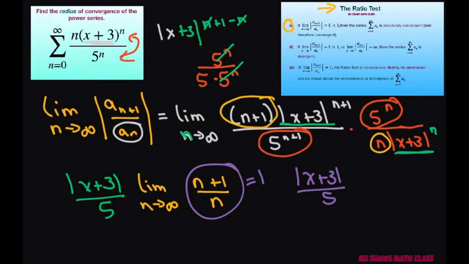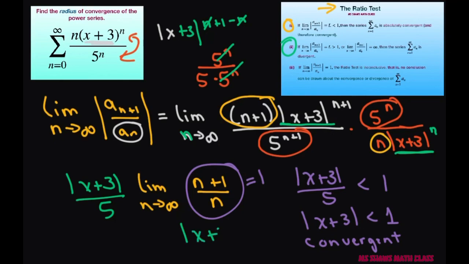For it to be convergent, it's going to have to be less than 1. And then when you cross multiply, you get the absolute value of x plus 3 is less than 5. This would be convergent. All right, and divergent would be case 2. That would be the absolute value of x plus 3 is greater than 5. Therefore, your radius of convergence is 5.